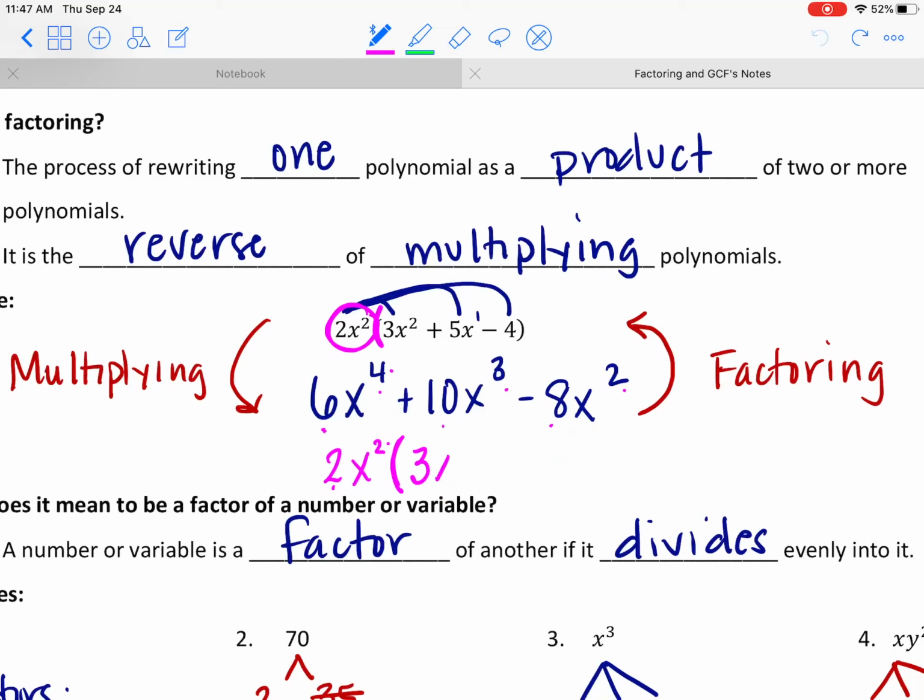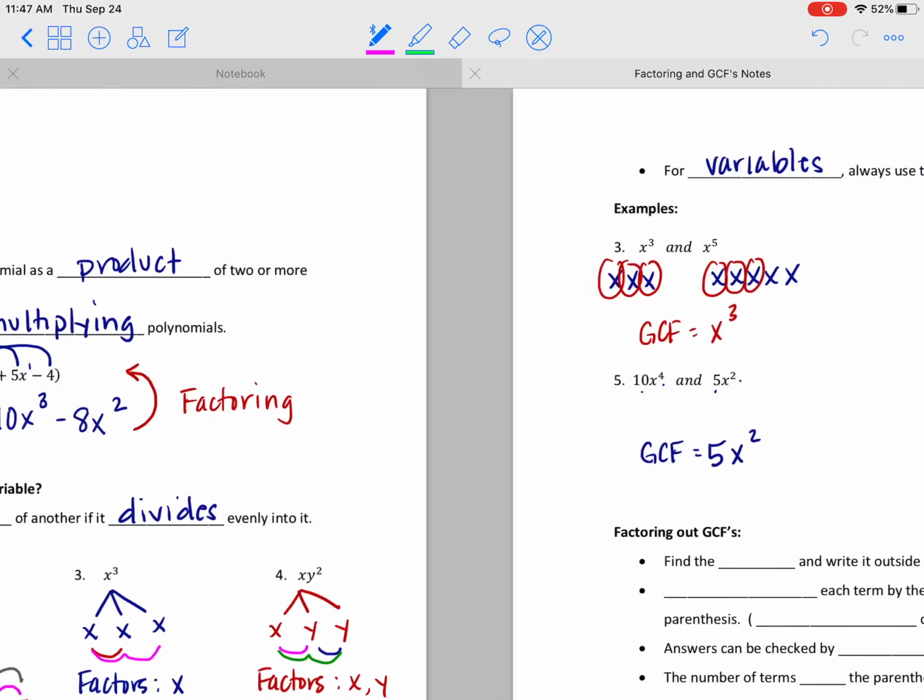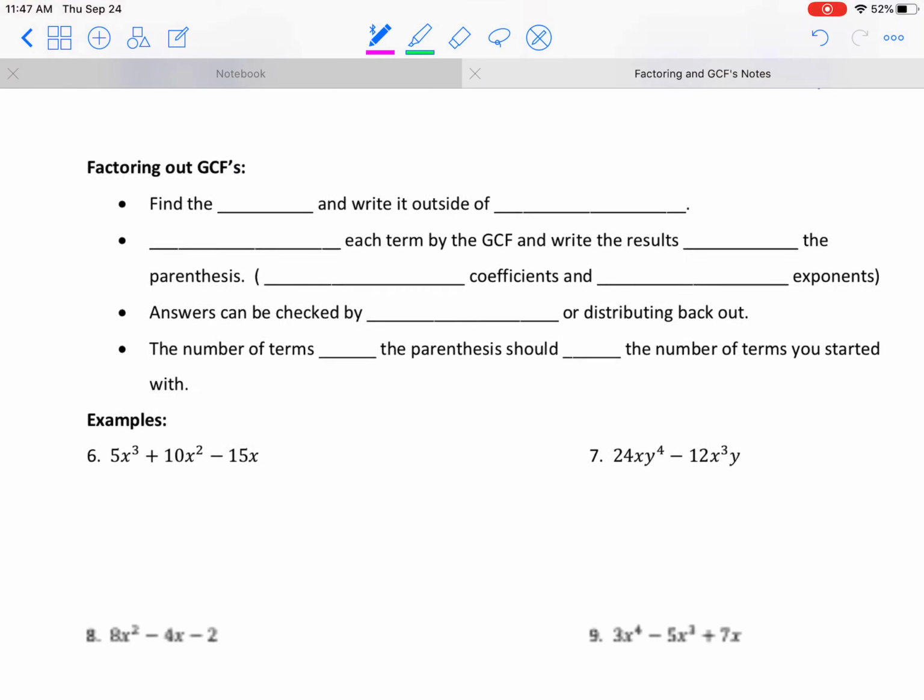And let me just undo a million times so I don't make my note sheet look all ridiculous. Too many dots. Okay, there it goes. So let's go back here.